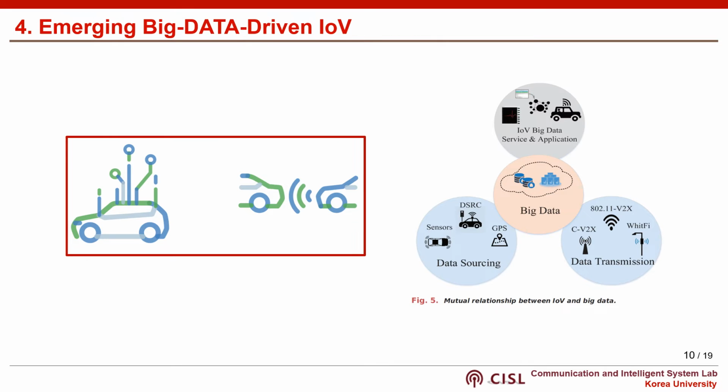So next is the big data driven IoV. High-performance vehicles such as self-driving vehicles not only consume a huge amount of data to obtain vast amounts of information, but also generate data from multiple sensors. Therefore, this paper explains big data driven IoV. Big data enables IoV communication modeling, data-assisted communication protocol design, and performance evaluation.